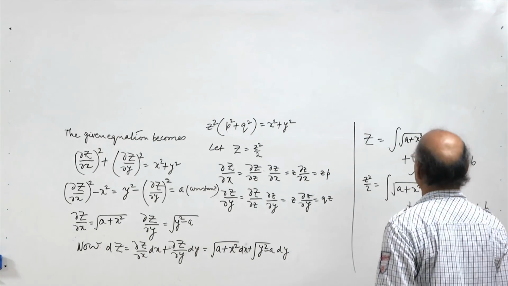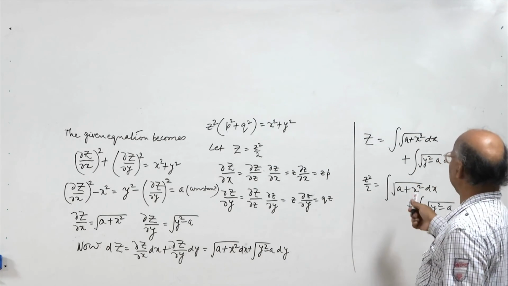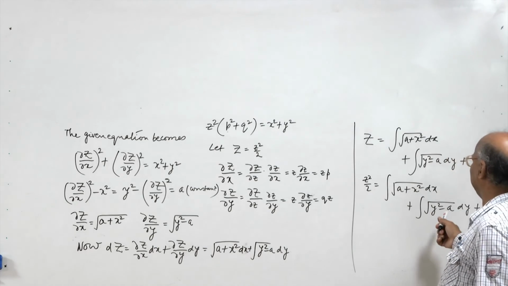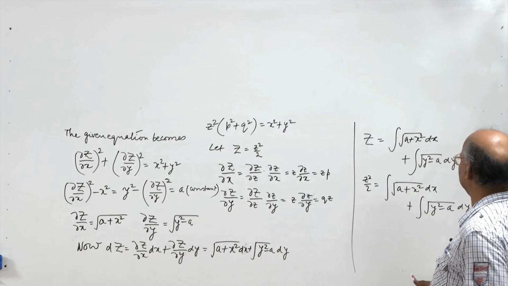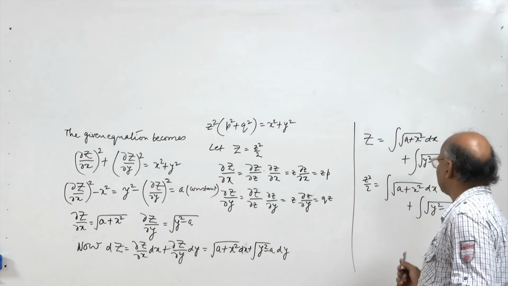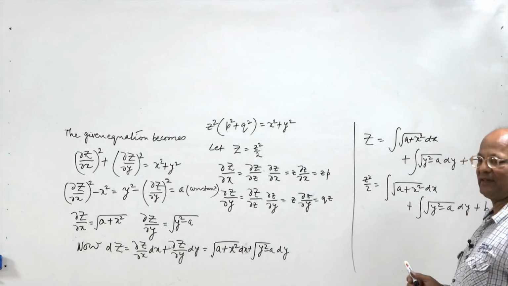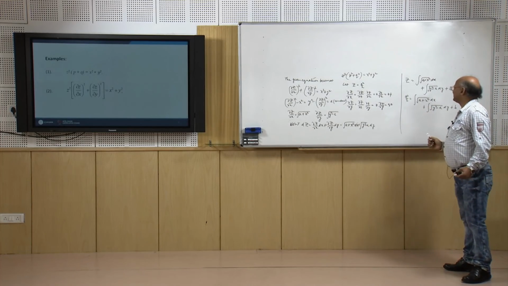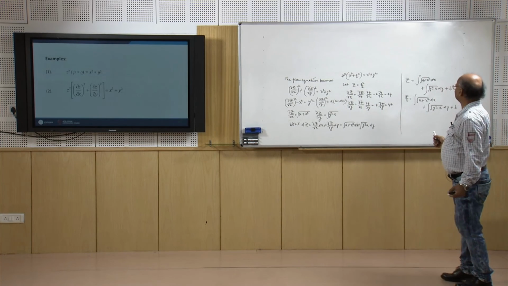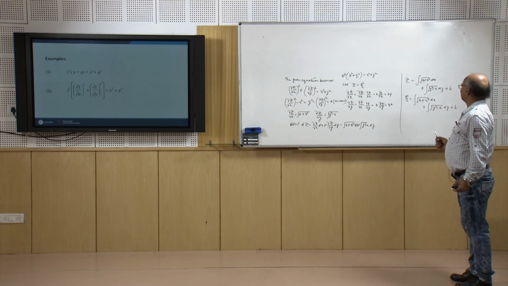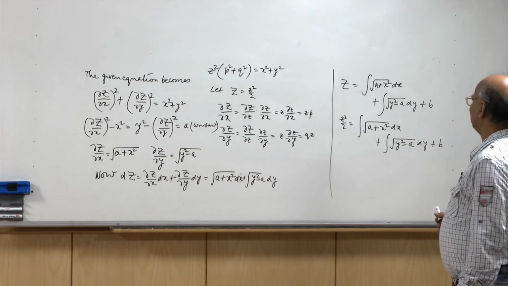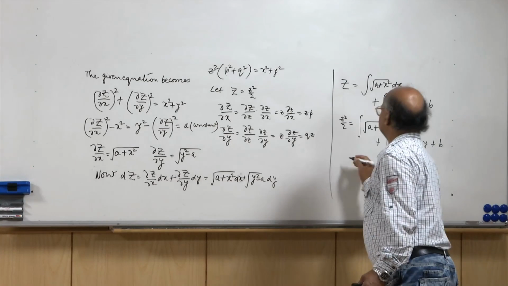Now, you know the formula for the integral of under root (a plus x square) and the integral of under root (y square minus a). So, apply those formulas to evaluate these integrals, and then we will have the complete integral, which involves two arbitrary constants, and the general and singular integrals are then found in the usual manner. So, this is the complete integral.